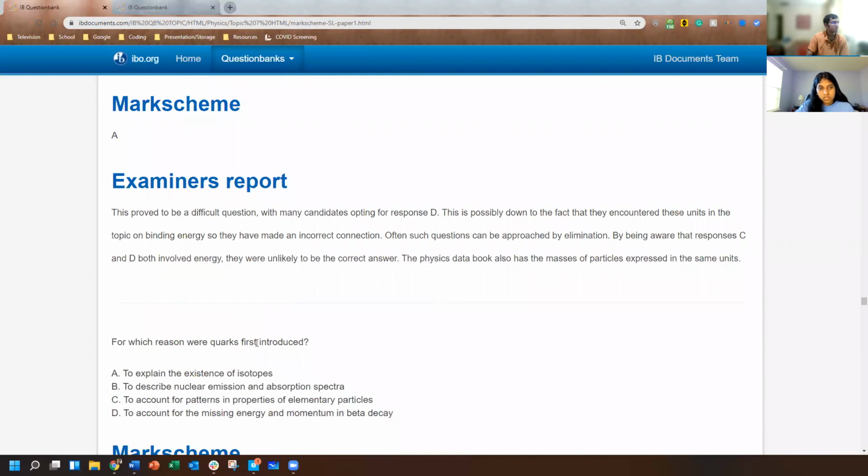Okay. For which reason were quarks first introduced? To explain the existence of isotopes, that doesn't seem right. Nuclear emission and absorption spectra doesn't seem right either. I don't know, is it C? Yeah. Because quarks are elementary particles, so I think D would probably be leptons, right? Energy and momentum in beta decay. Probably, yeah, like muons or anti-neutrinos and stuff like that. So yeah, I would say C.